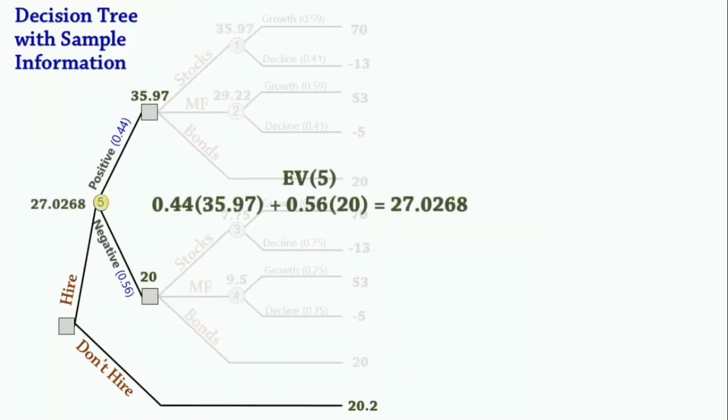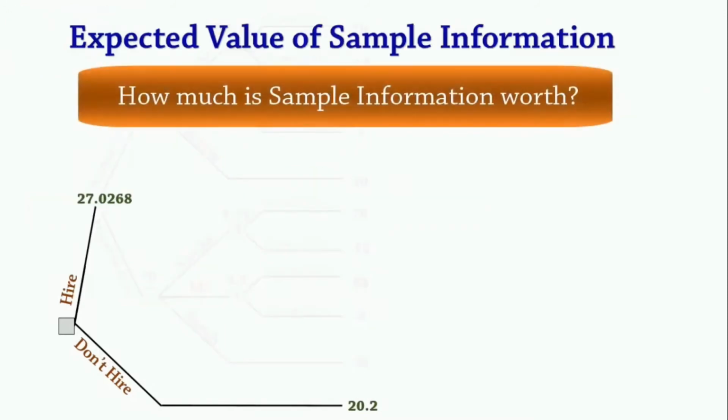Now, if the report is positive, the best expected value is 35.97 from stocks. And if the consultant's report is negative, the best expected value is 20 from bonds. Next, we calculate the expected value for node 5, which is 0.44 times 35.97 plus 0.56 times 20, which gives 27.0268. The expected value of sample information estimates the value of information supplied by the consultant.